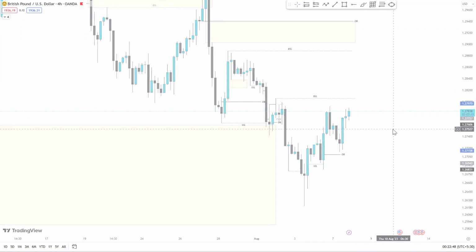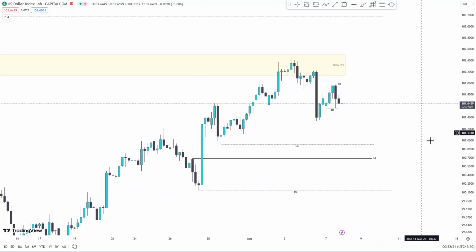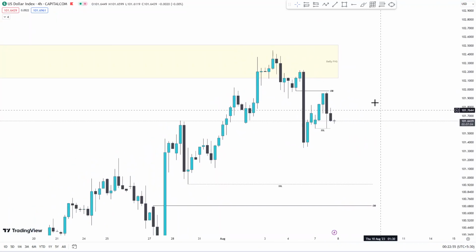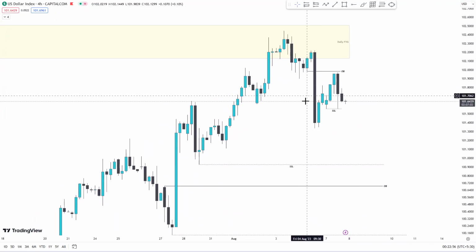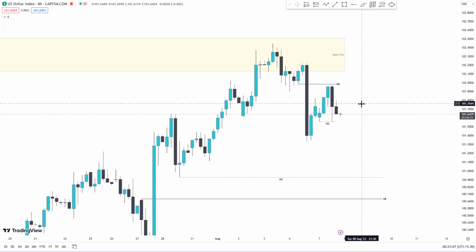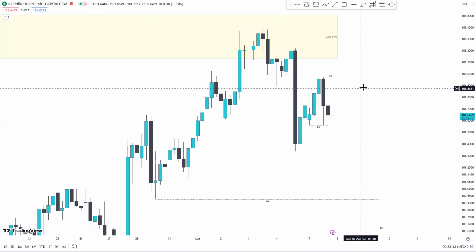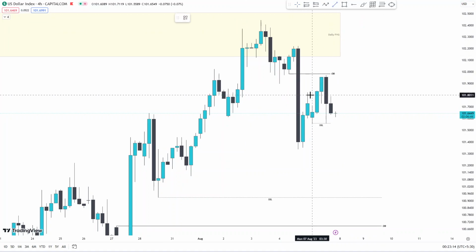So yeah, let's start with dollar. The analysis was yesterday. Yep, yesterday we were somewhere here, right? Yes, and I was expecting a reaction from this order block, but it never got mitigated. And yesterday I said that this can act as a buy side liquidity.